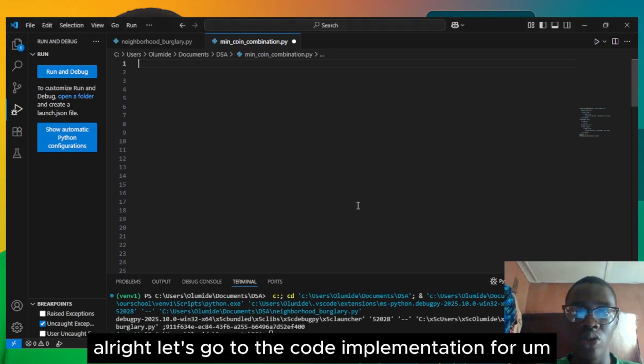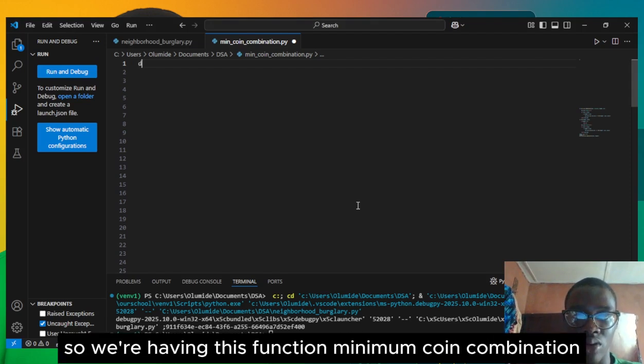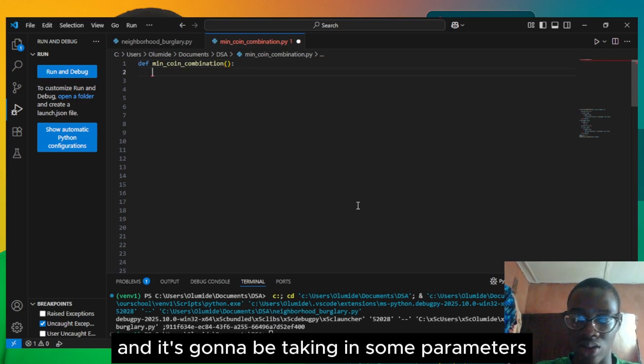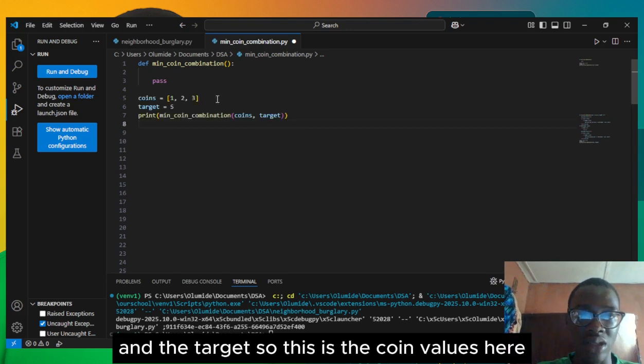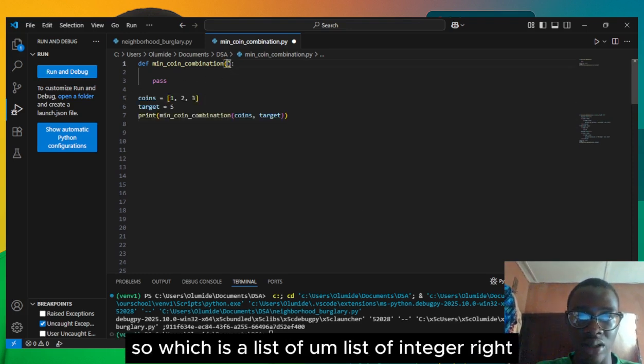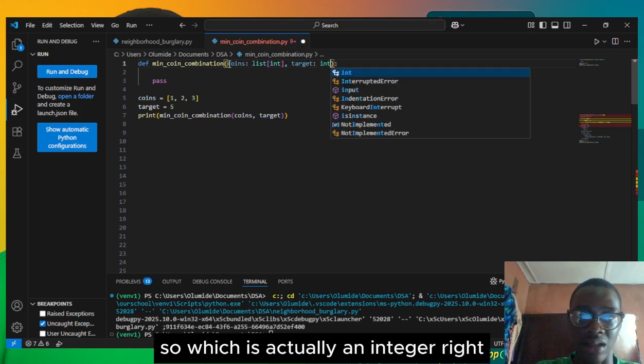Alright, let's go into the code implementation for the minimum coin combination, right? So we have this function, minimum coin combination, and it's going to take in some parameters, which are the coin values, right, and the target. This is the coin values here, which is a list of integers, right? And then the target, which is an integer, right?